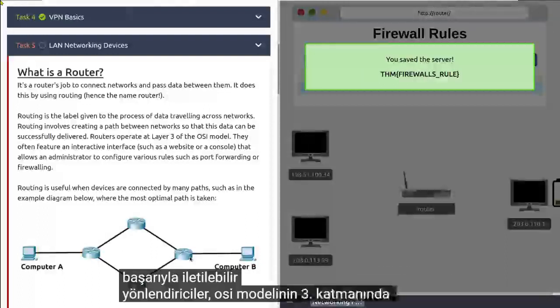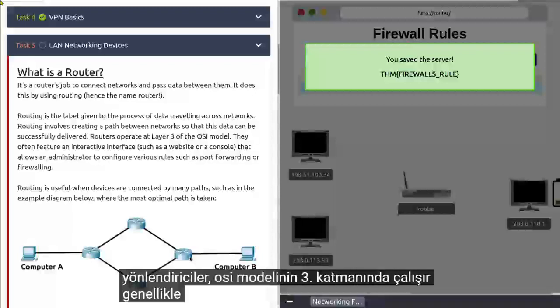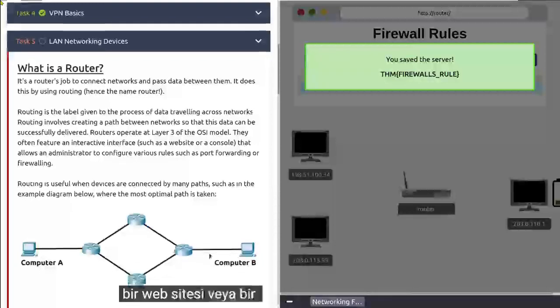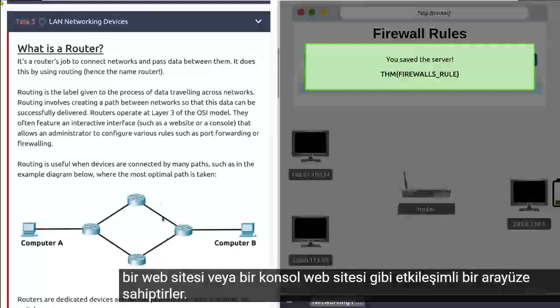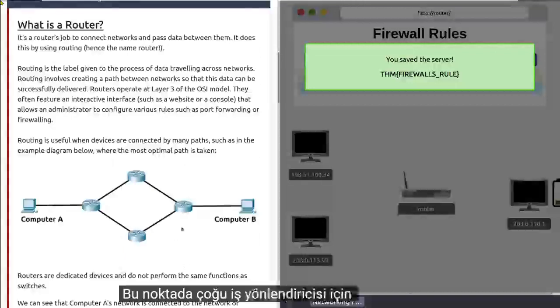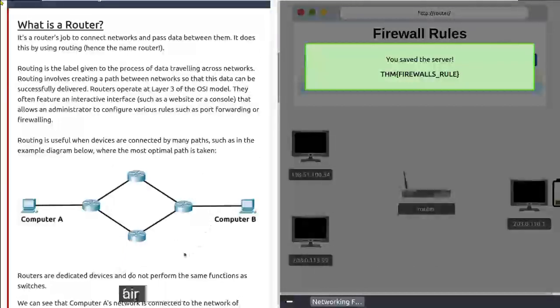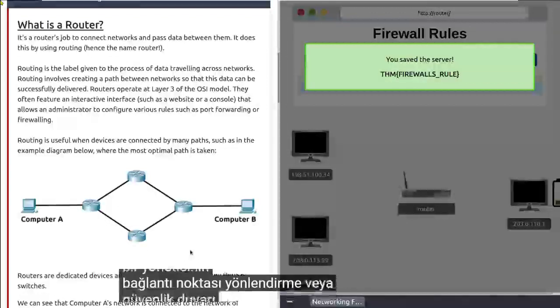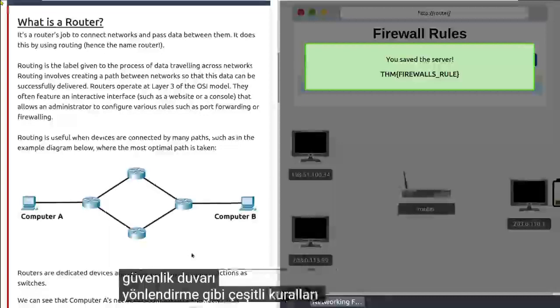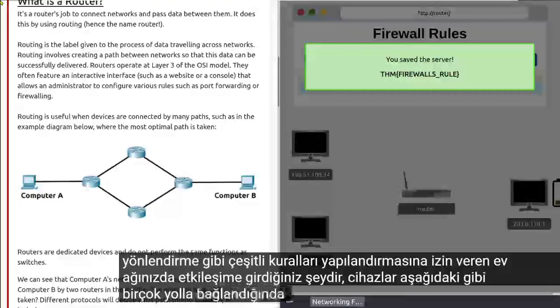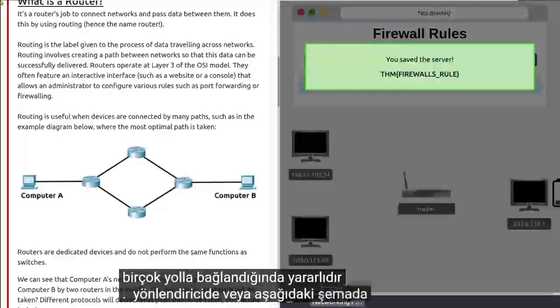Routers operate at layer 3 of the OSI model. They often feature an interactive interface, such as a website or a console. Website's pretty common in the case of even most business routers at this point, but this is going to be what you interact with on your home network, that allow an administrator to configure various rules, such as port forwarding or firewalling.